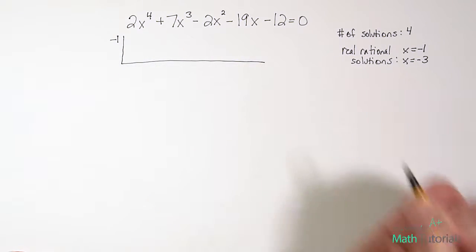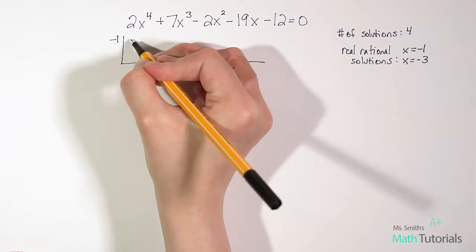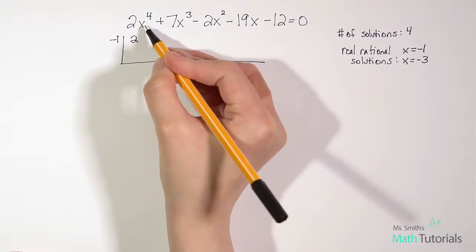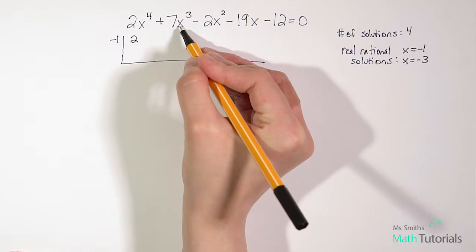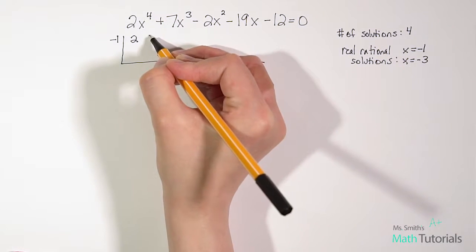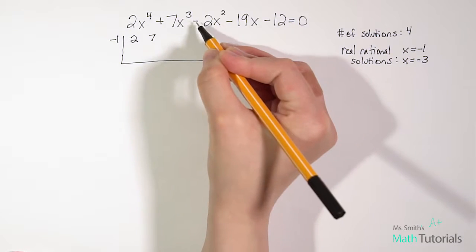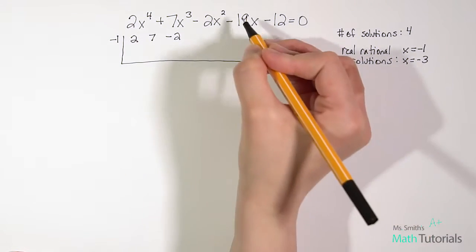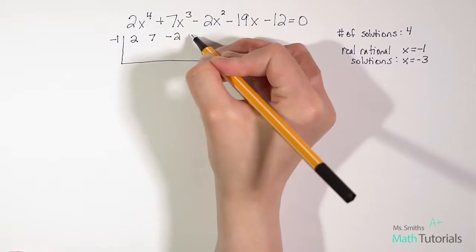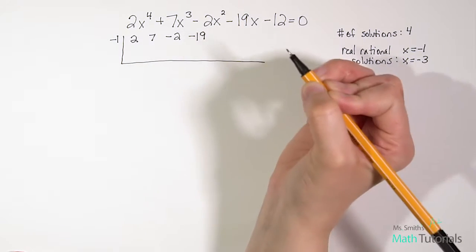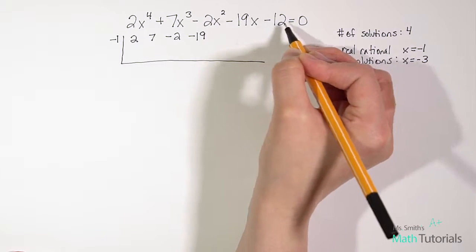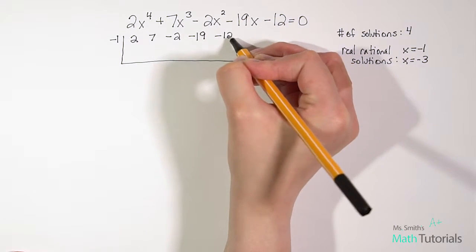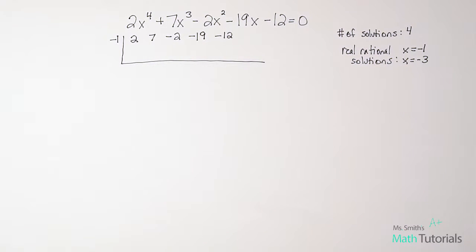We have our long L. Our first coefficient is 2, x to the 4th. And then our next coefficient is 7, that's our x cubed. And then we have a negative 2, that's our x squared. Then we have our negative 19, that's just our x. And then we have a negative 12 for a constant. So in here, we didn't skip any, so we didn't need any placeholders of 0.